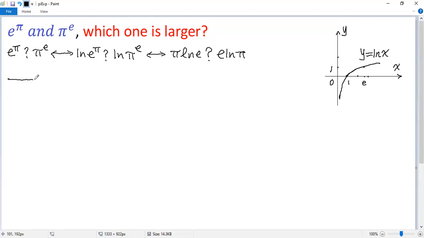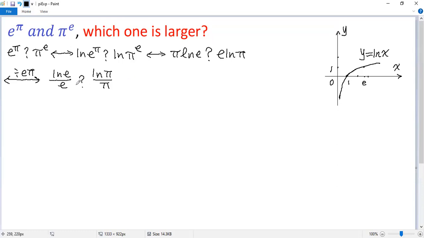Next, both sides divided by e times pi. So the first term, pi canceled. So we get ln e over e. The second term, e canceled. So we get ln pi over pi. They still keep the same relation because that number is positive.